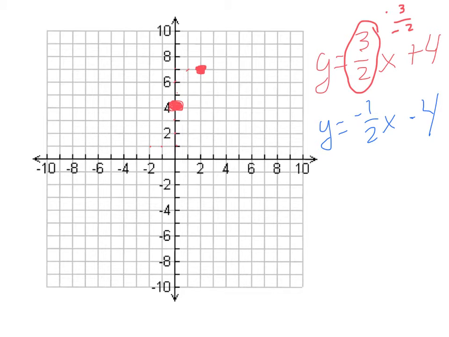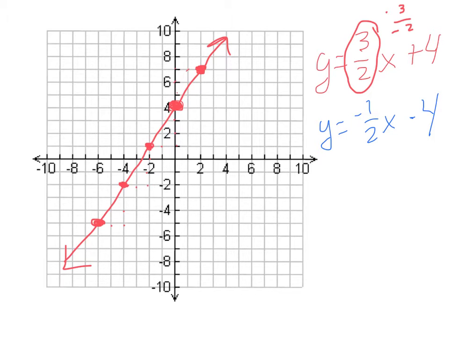So if I go down 3 to the left 2, I can put another point. And let's go down 1, 2, 3 over 1, 2. I'll put another point, and I'll put one more. 1, 2, 3, 1, 2. And I got my graph of my line right there. Boom. There's my line.